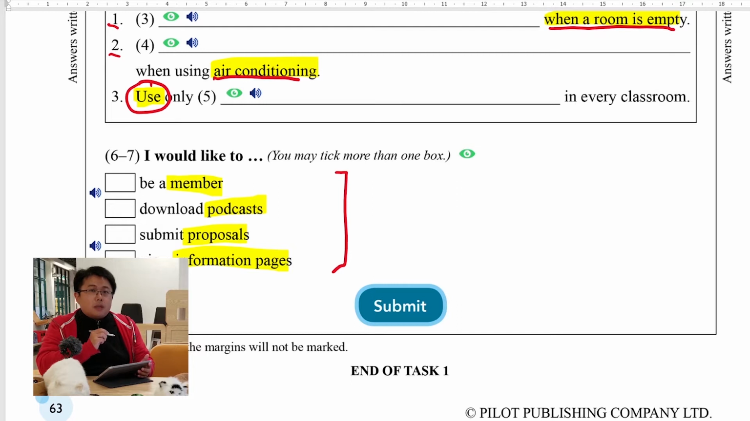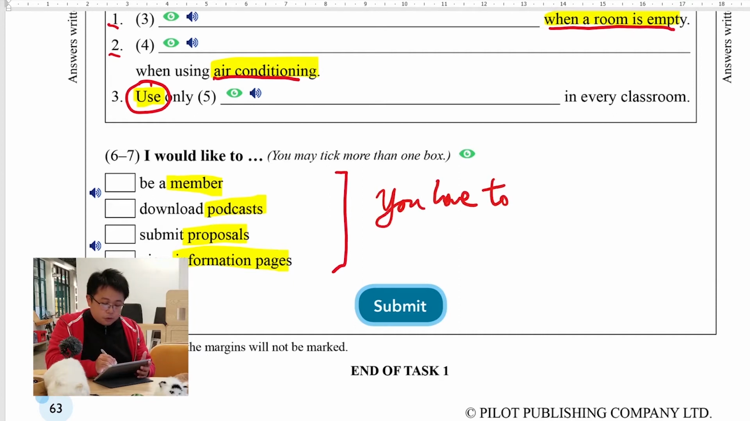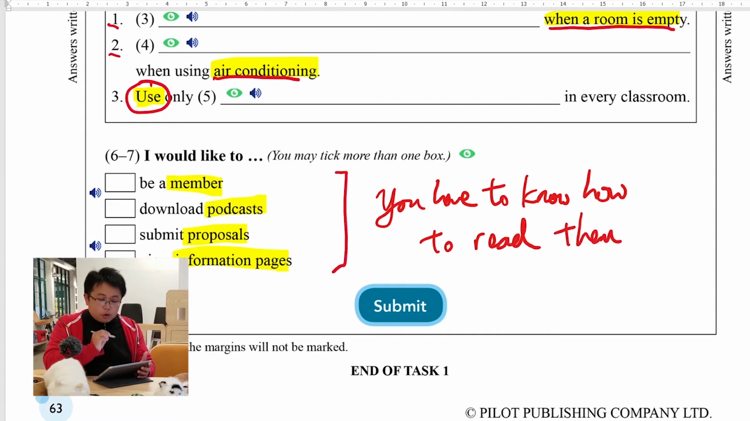And for questions 6 and 7, you see this is multiple choice. The important part is that you have to know how to read the words, because you have to know how to listen to them. The first one is be a member. Number 2 is download podcast. Number 3 is submit proposals. And number 4, view information pages. And please remember, you must know how to read them.